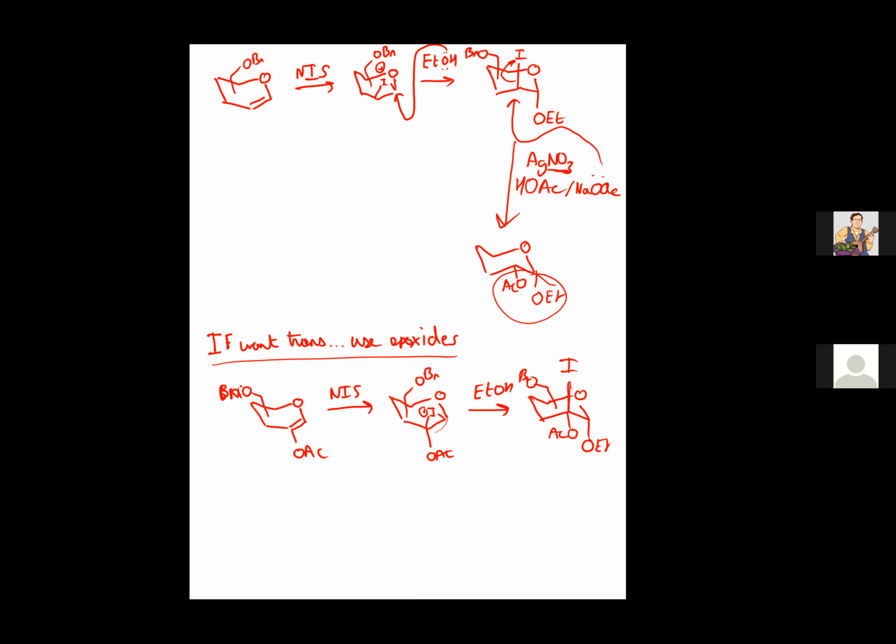Or we can just burn that iodine off, and that's maybe what we want to do. I just want to replace that with a hydrogen. Acetate still there, hasn't gone anywhere. So all I want to do is burn off that iodine and replace it with a hydrogen. Does anyone know how to do that?